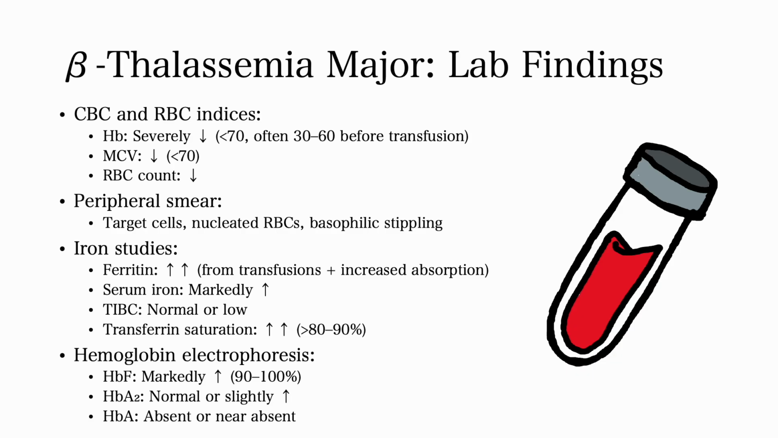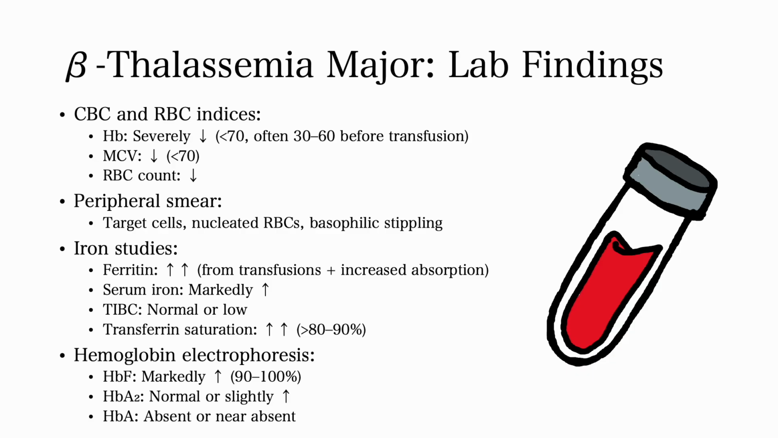The reason for TIBC being normal or low is, let's just recall what TIBC is. So TIBC measures the total capacity of transferrin to bind and carry iron in the body. The liver typically produces more transferrin in response to low iron stores. However, in beta thalassemia major, there's excess iron, so there's not a lot of need to produce transferrin. And also, along with high iron causing damage to the liver, this can lead to a normal or even low transferrin and TIBC levels.